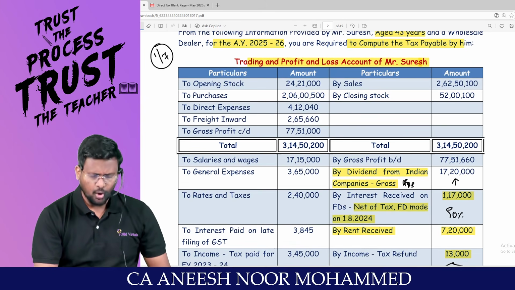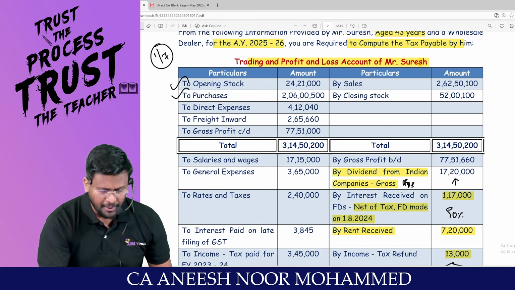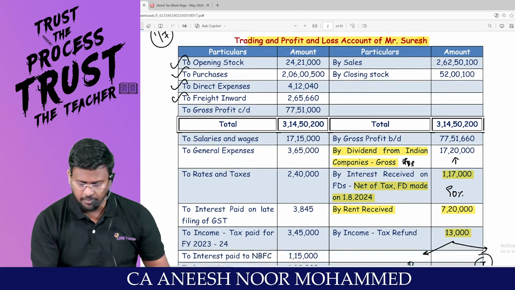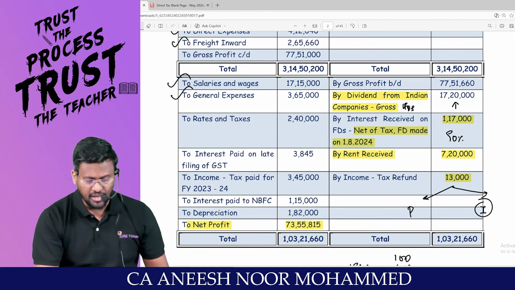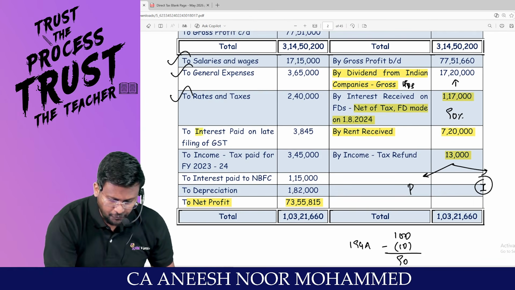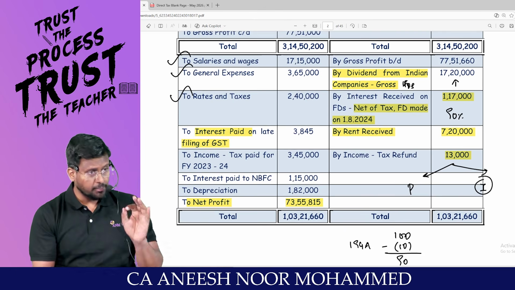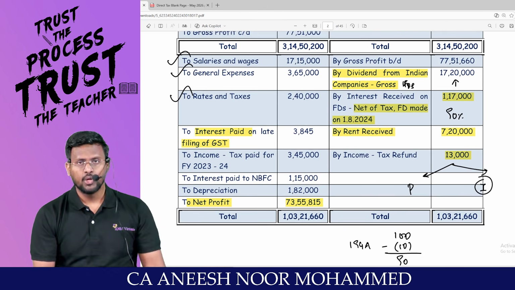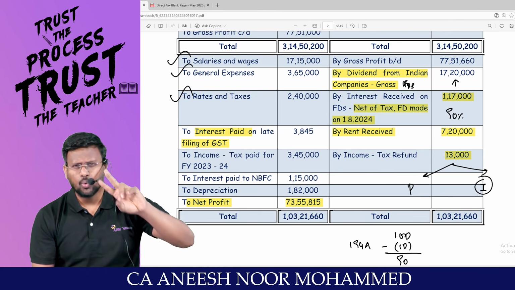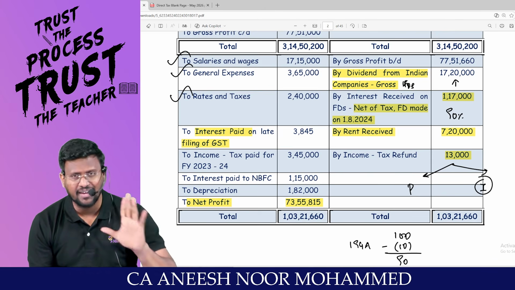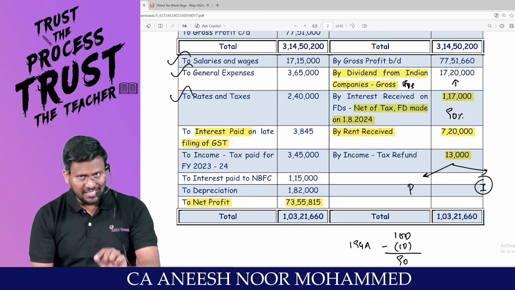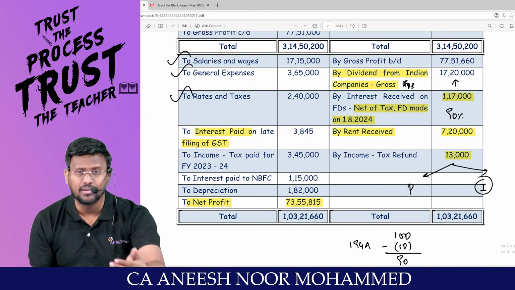Coming to the debit side, opening stock is business related, purchases is business related, direct expense is business related, freight inwards is business related, salaries and wages, general expenses, rates and tax, interest paid on late filing of GST. A very important point will be tested in the exam. You are paying an interest. There are 2 things: one is interest, the other is penalty. Penalty is infraction of law, whereas interest is compensatory in nature.